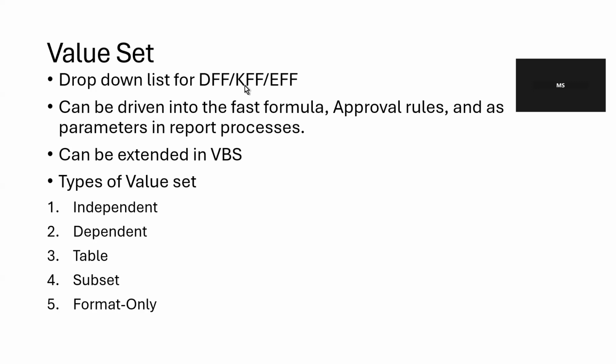Also, not just in the DFF, KFF, EFF flex fields, but you can also derive them in the fast formula, like I already mentioned, and in the approval rules. If you want approval rules like department or business unit to be configured based on the value set, that could also be done. In a report process, if you want to pass an input parameter, that could also be done with the help of a value set. But this is all done in the classic and UI pages.